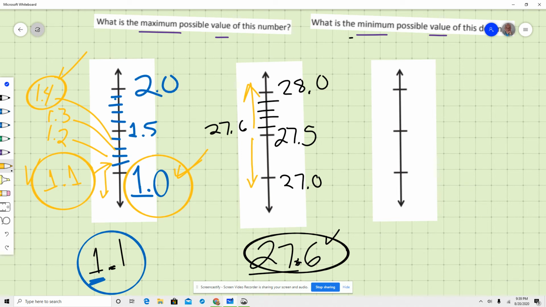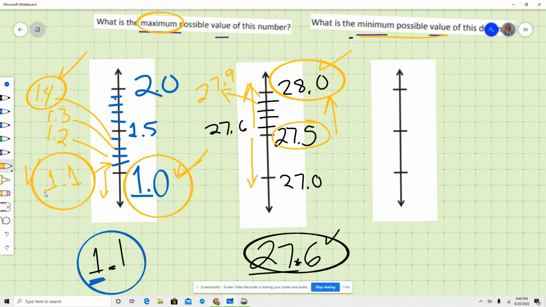Now, what would be the minimum possible value of this to round to 28? The minimum possible value will be 27.5. Any number above this is going to round to that number. So that's the minimum possible value. What will be the maximum possible value to round to 28? The maximum possible value will be this number here, which will be 27.9. Okay? So those are the examples for you to understand.